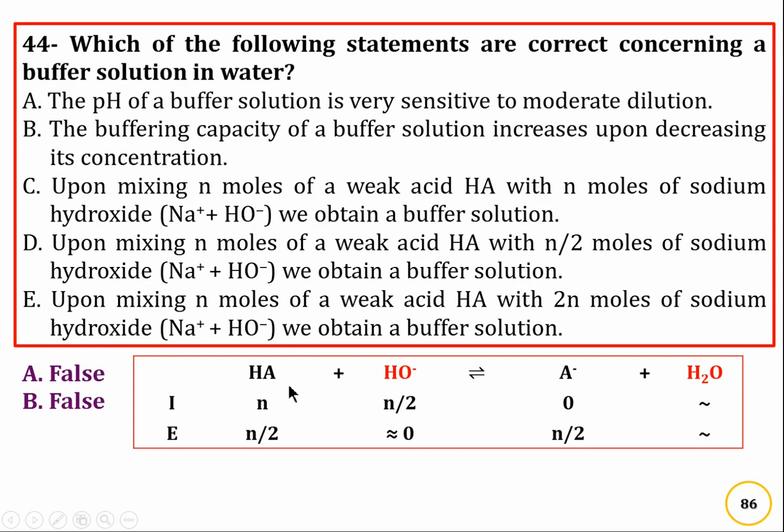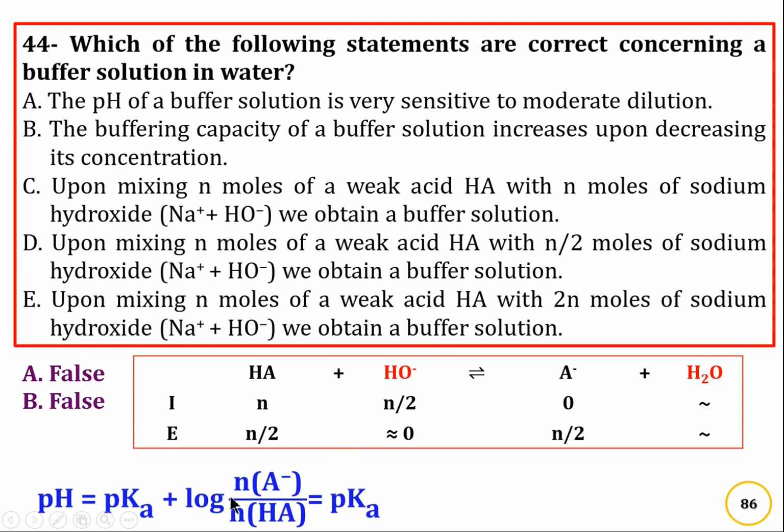We have to write the reaction and put the table of conversion. HA plus OH- gives A- plus H2O. At t equals 0, we have n, n over 2, and 0. The reaction between a weak acid and OH- is always complete. So the reaction proceeds until t equals infinity, and OH- is limiting. So half of HA disappears and we have n over 2 of A- formed.